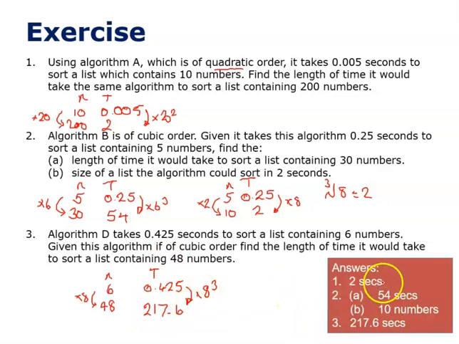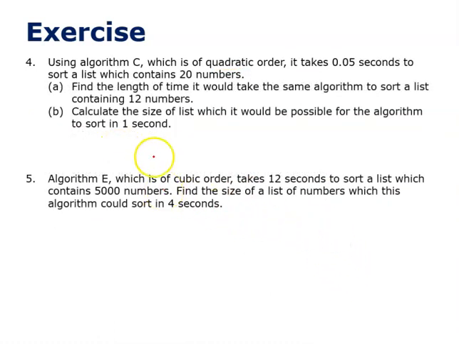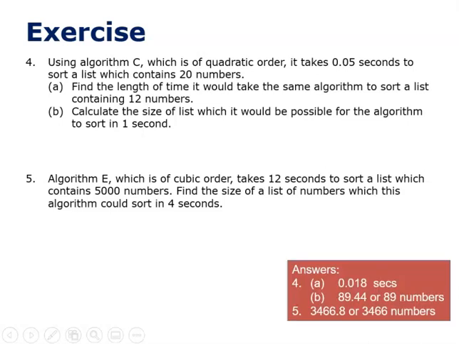Now, I'm not sure if they're right. 217 is, 10 is right, 54 is right, and 2 is right. And then there's a couple more, which I'm going to actually leave for you to do. And here are my answers, rather. And according to me, those are them. So I'm going to leave you to work out and see if you can agree with those.